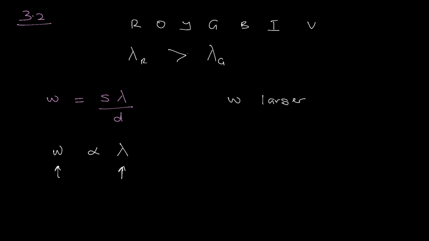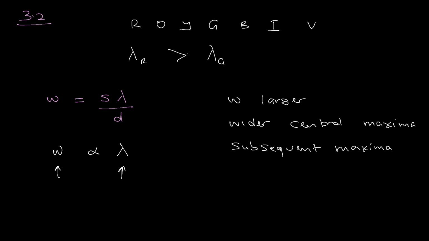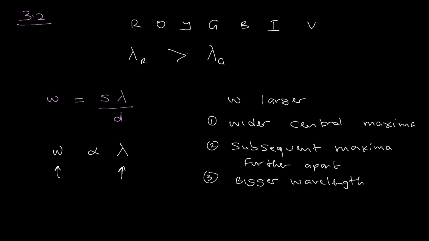So we're gonna have a wider central maxima. So that means they get wider. Subsequent maxima will be further apart, and therefore we're gonna have a bigger wavelength, more diffraction. So let's just say that's 1, 2, and 3. Bigger wavelength, more diffraction.